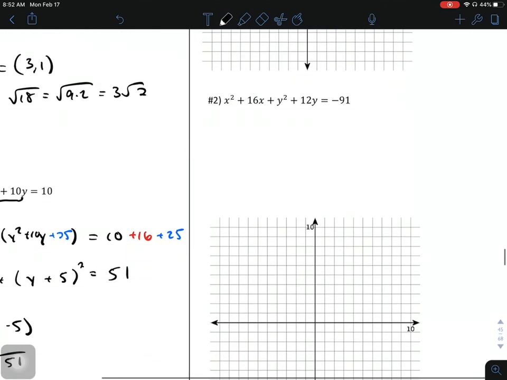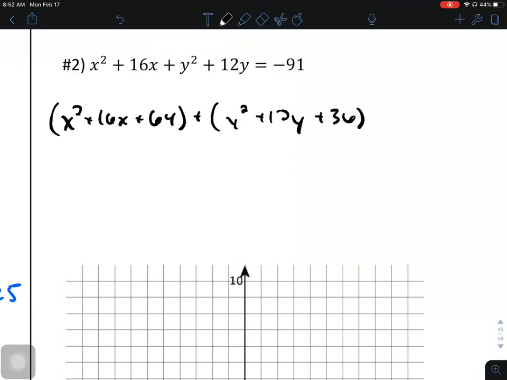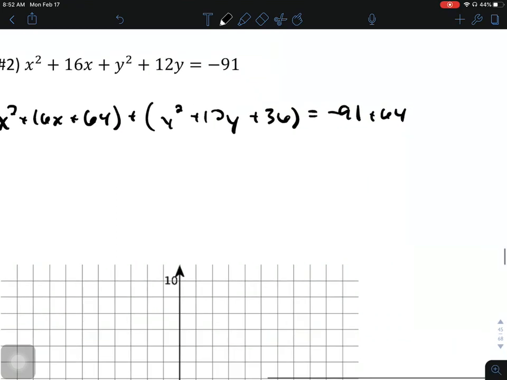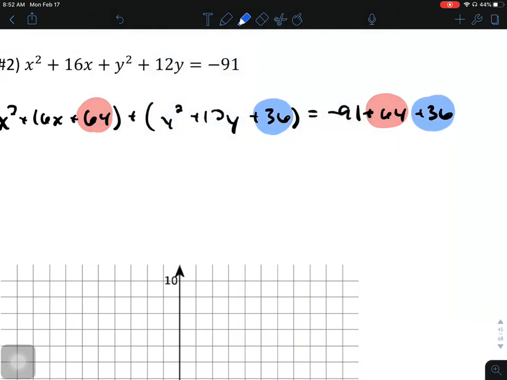There's number 1. Let's check out number 2. We're supposed to complete the square. So we have x squared plus 16x, half of 16 is 8, 8 squared is 64, plus y squared plus 12y, half of 12 is 6, 6 squared is 36. The right side had a 91. We just added a 64, and we added a 36. Added this to both sides. We added this to both sides by completing the square.